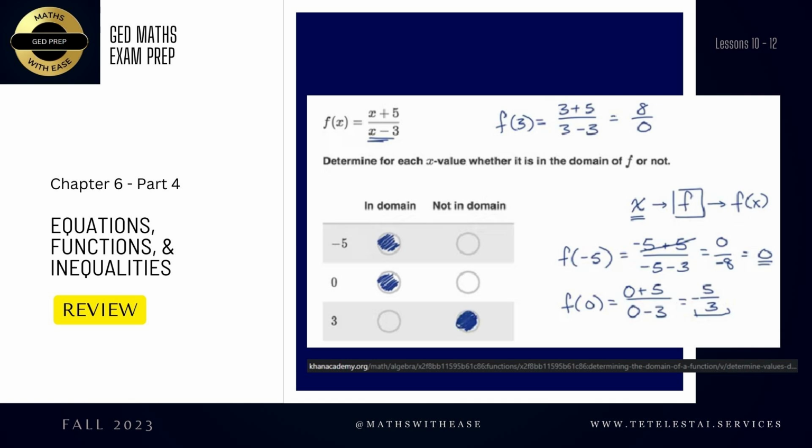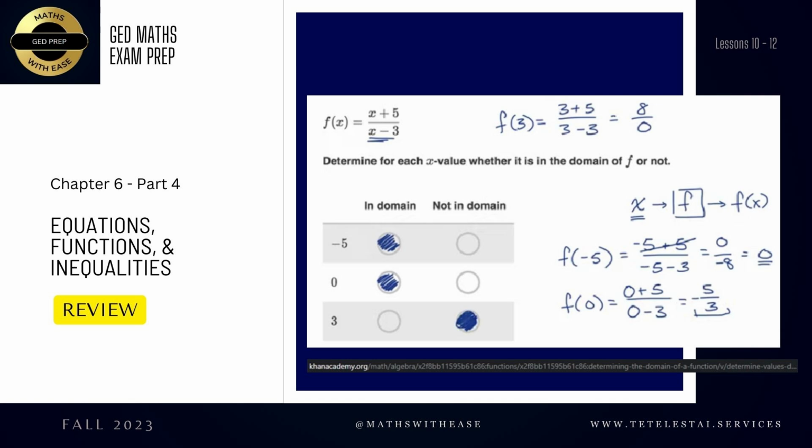Now let's test the next value, which is 0. So here f of 0 just means that we're plugging in 0 for every instance where we see x in our equation, right? So 0 plus 5 is 5. 0 minus 3 is -3. And so we have -5/3. And so that would be a real number that we can indicate on the number line, right? So we can say that 0 is in the domain of this function.